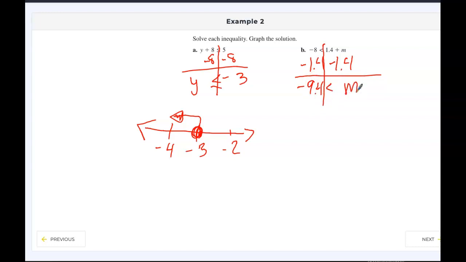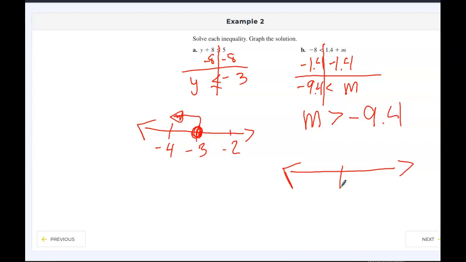How do I rewrite that though so that m comes first? M is greater than negative 9.4. Does that m always have to be first? It makes more sense to me, because this to me is negative 9.4 is less than m.